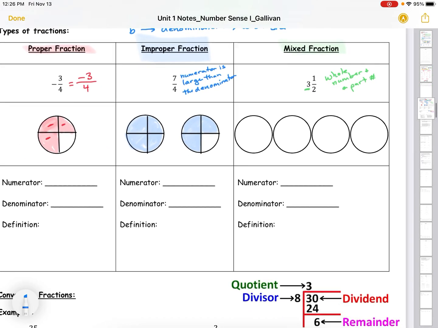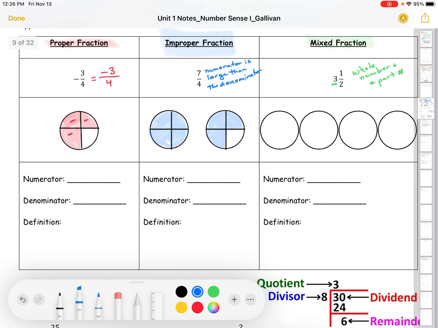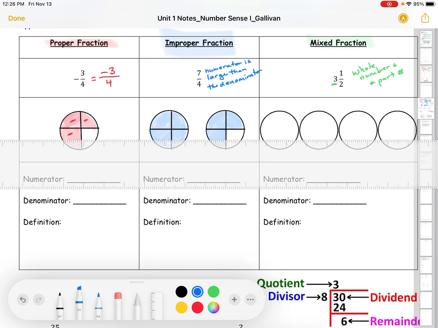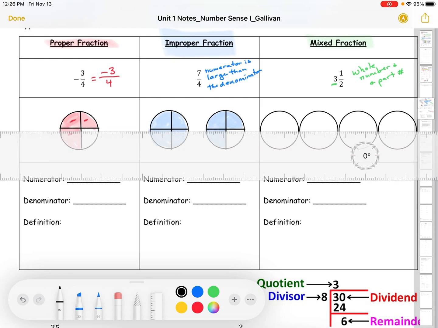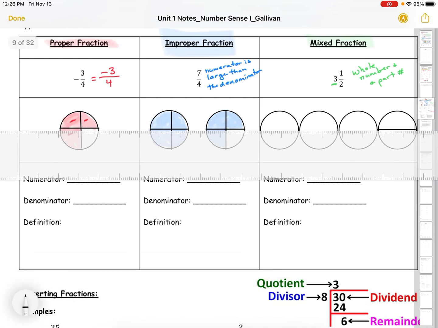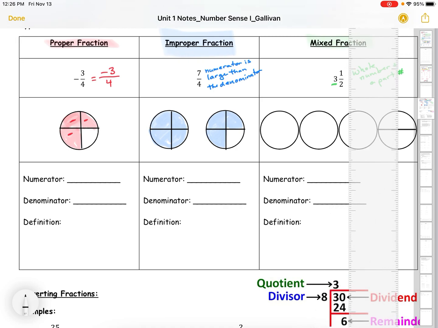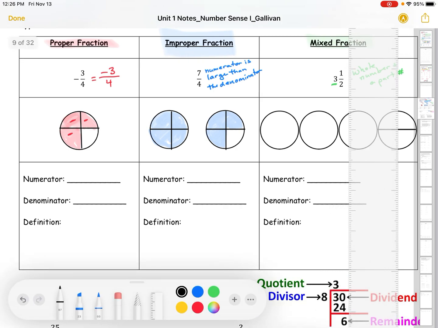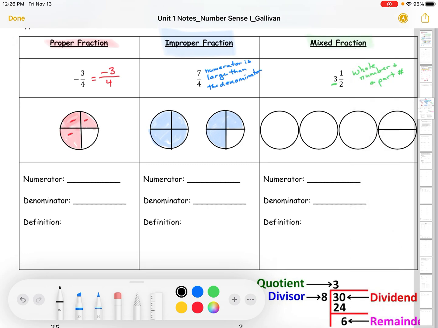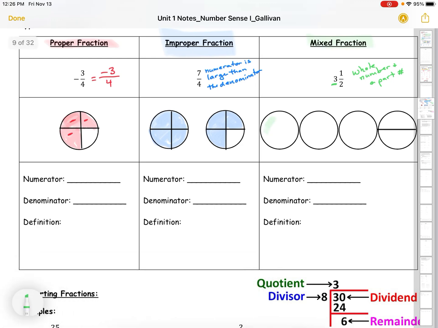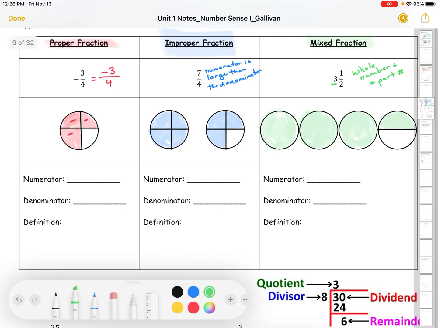Now here I have my mixed fraction. In my mixed fraction, I only have one of these that is actually cut into fractions, right? Because the others are wholes. So I only have to split up the 1. And now this is 3 1/2. So when I'm shading these in, I have this whole, this whole, this whole, and this half. So 3 1/2.